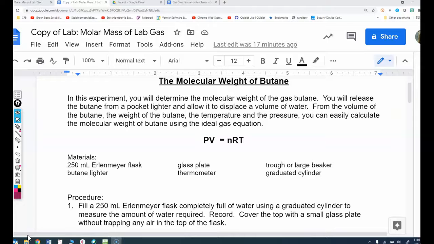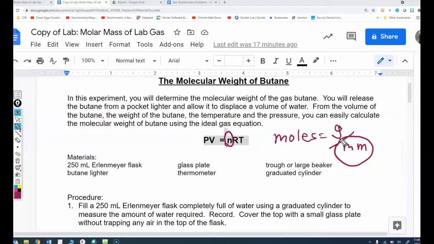So there is our ideal gas equation. Let's be as clear as we can about that. The molecular weight is actually included inside the PV equals nRT, specifically the moles, because if you remember, moles is actually equal to grams over molar mass. And what we're talking about determining is the experimental molar mass of butane. So we're going to be using the ideal gas law equation to do this.